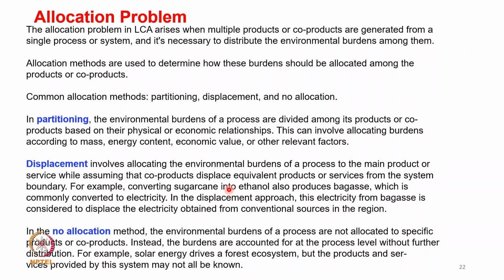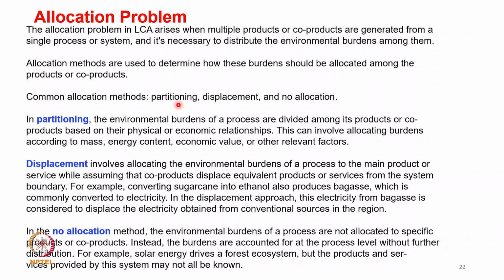Now we look at one more interesting problem connected to sustainability, which we call the allocation problem. So what is the allocation problem? It typically comes up in LCA when multiple products or co-products are generated from a single process or system, and it is necessary to distribute the environmental burdens. Allocation methods are used to determine how these burdens should be allocated among the products or co-products.